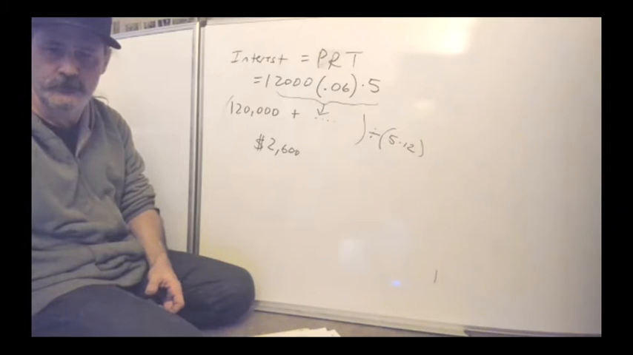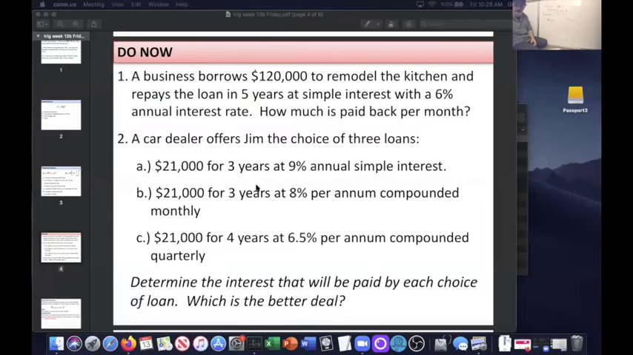Okay, so if you have compound interest, then it's a little more involved. This car dealer offers this guy, Jim, the choice of 3 loans. And of course, the best loan would be the one where you pay the least amount of interest. The less interest you pay, that's a better deal for you.